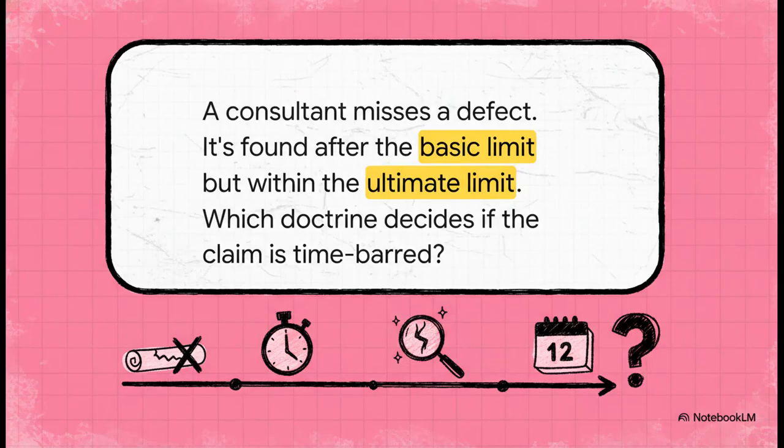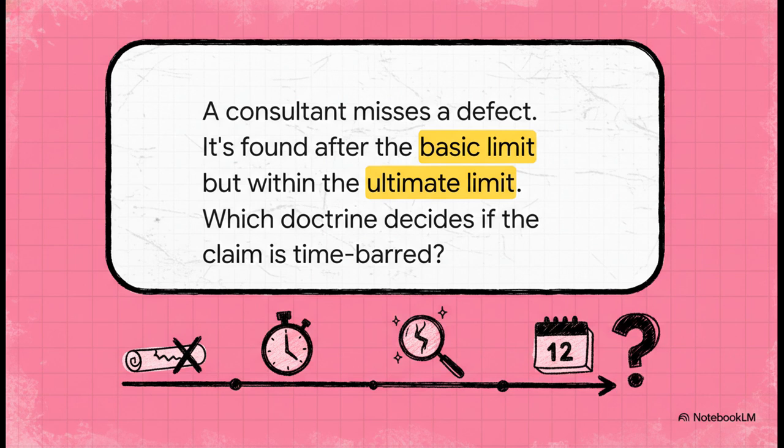Take a look at the scenario here. It sounds pretty straightforward, but trust me, it's tricky. You've got a consultant who misses a design defect. Years go by, way past the standard deadline to sue. But then, bam, the hidden defect is finally discovered. So what now? What happens next? This is a classic engineering law question. It's designed specifically to see if you understand how these legal deadlines work, especially when things don't show up right away.